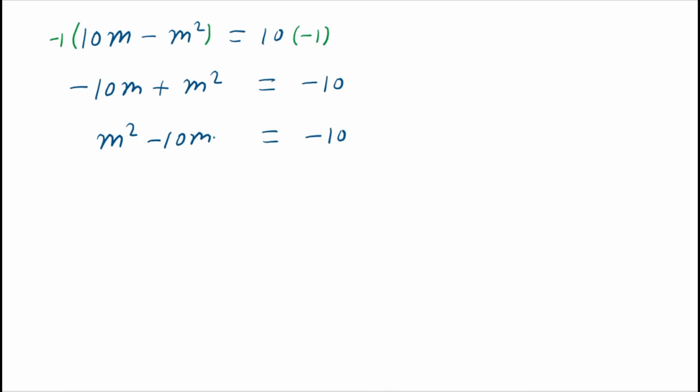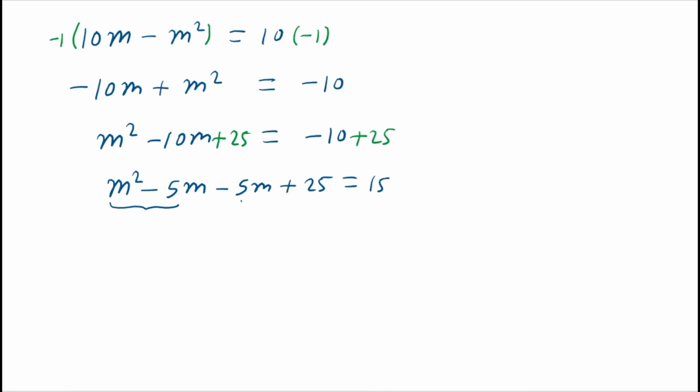Now if we add 25 to both sides, then look carefully, on the left hand side this quadratic expression is a perfect square. So here we will apply middle term split: m square minus 10m is minus 5m minus 5m plus 25, and this is equal to minus 10 plus 25, which is 15. Look carefully, first two terms and then last two terms.